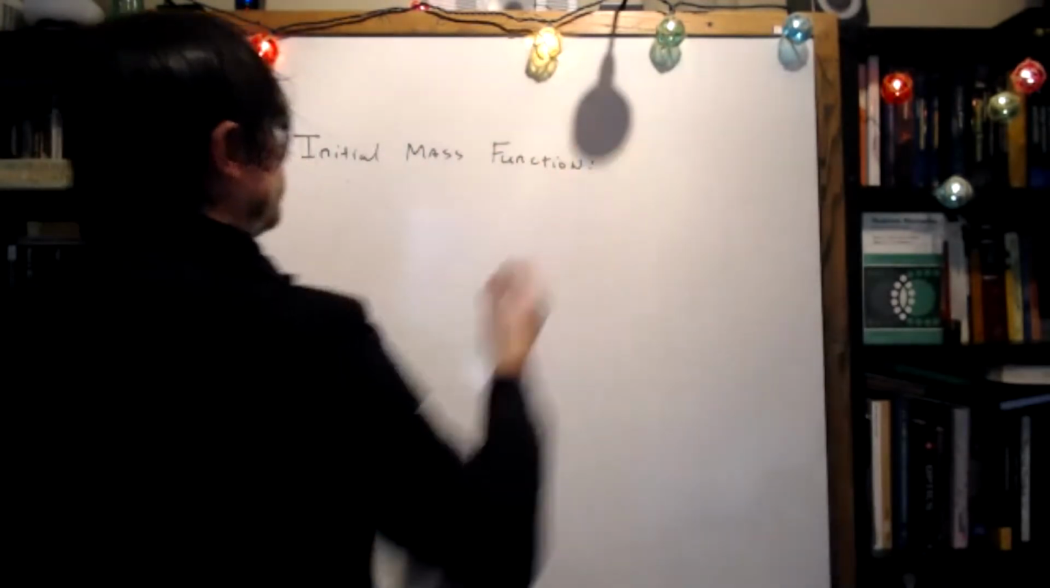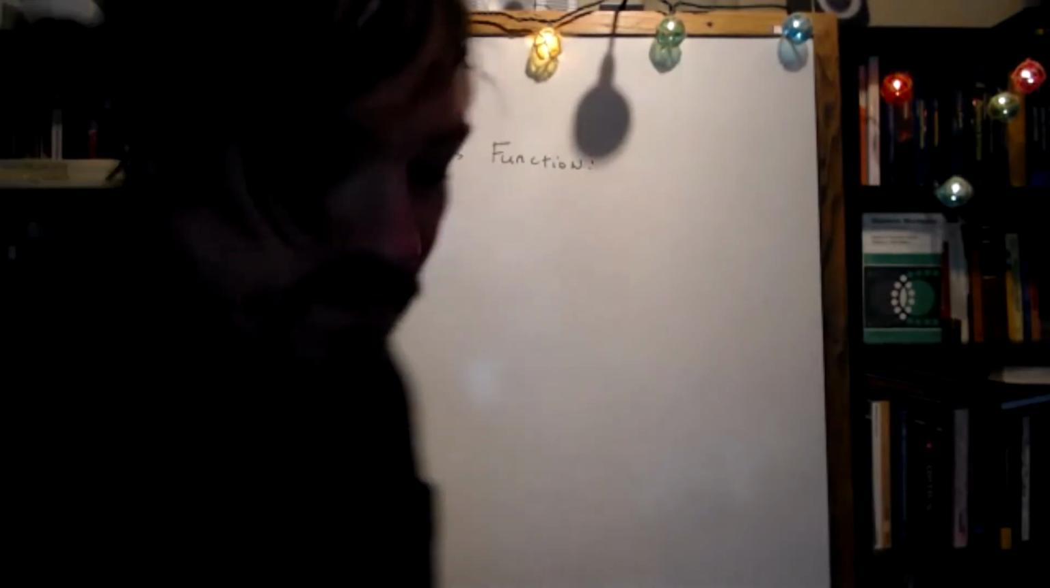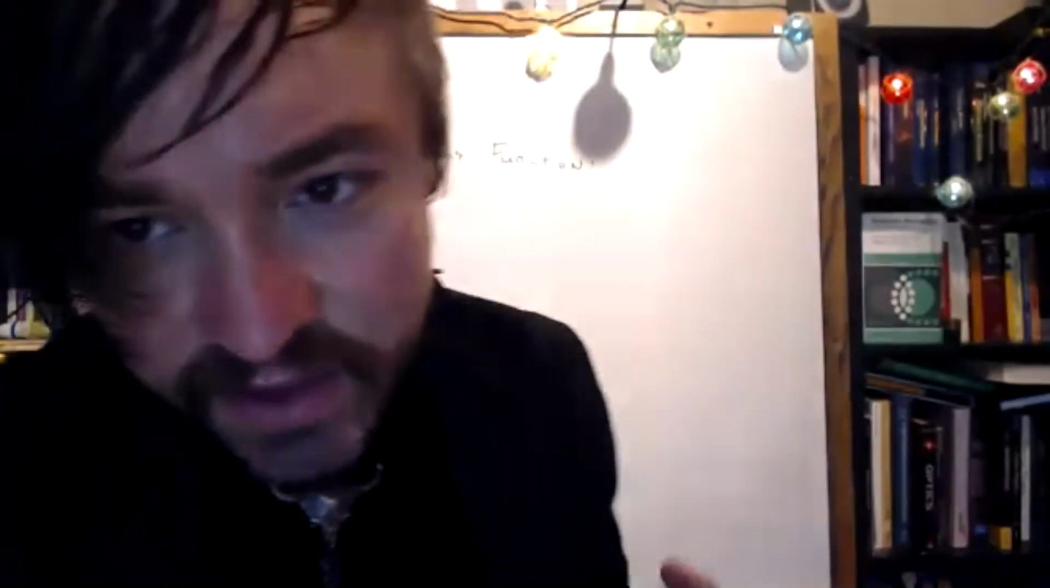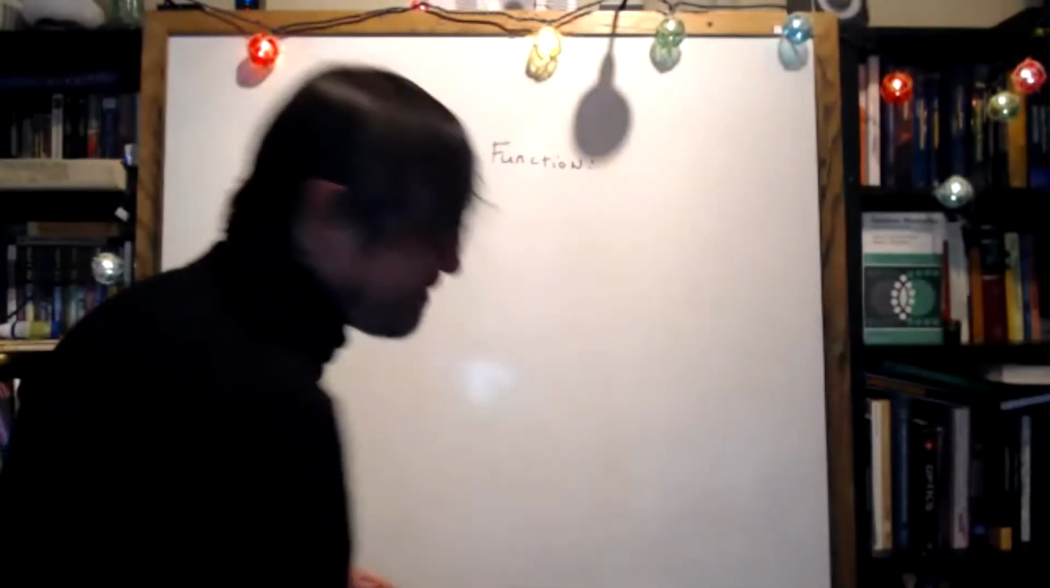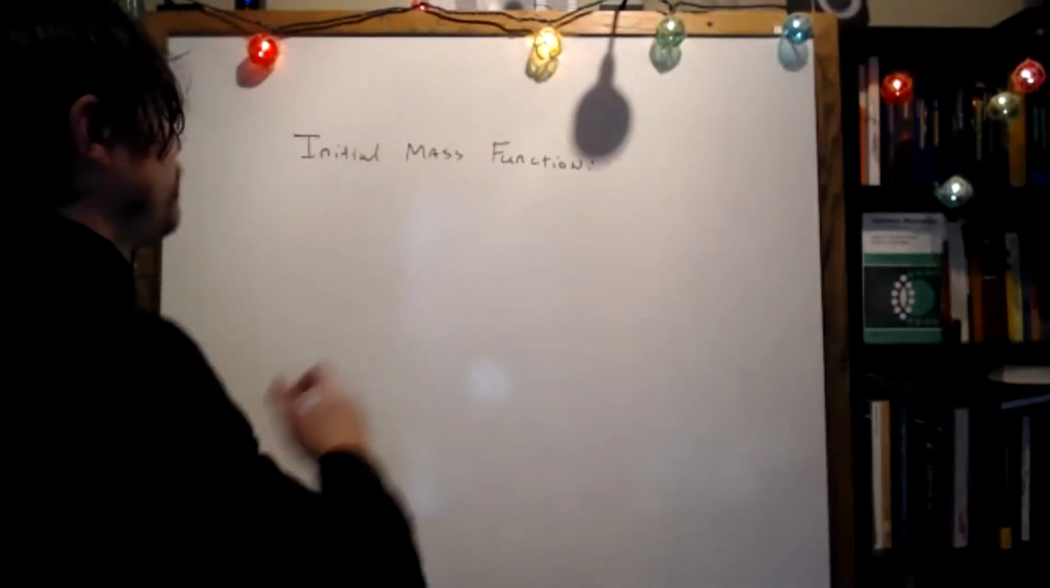The initial mass function is the technical term for astronomers trying to answer this question about when stars form. Does nature prefer to make big fat stars or little skinny stars? The answer is the little tiny stars, okay?